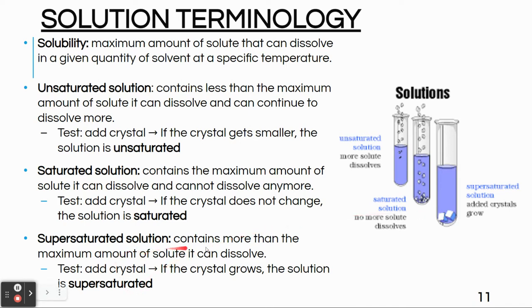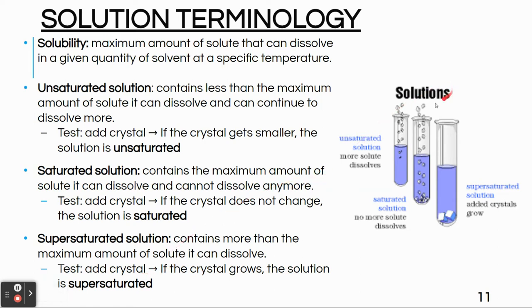A supersaturated solution is basically when you trick your solution to dissolve more than it should. So let's say you were able to dissolve 50 grams, but then all of a sudden you tricked it and made it dissolve 60 grams. Now you're supersaturated. And there are ways to do that. Like I said, you'll see it in the demo later on.